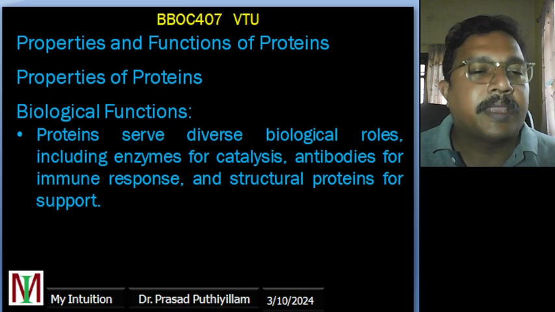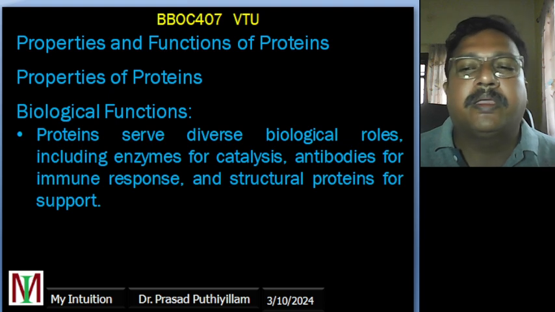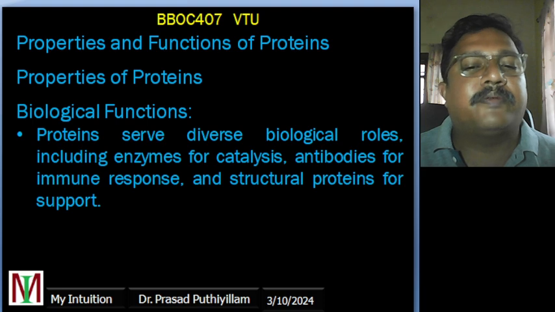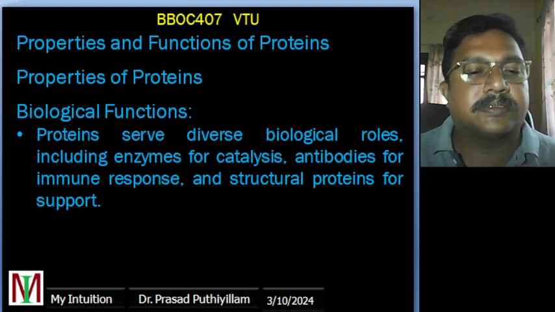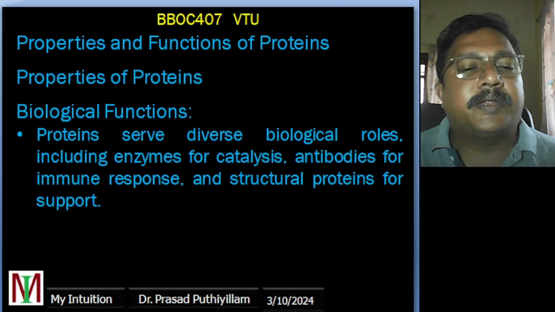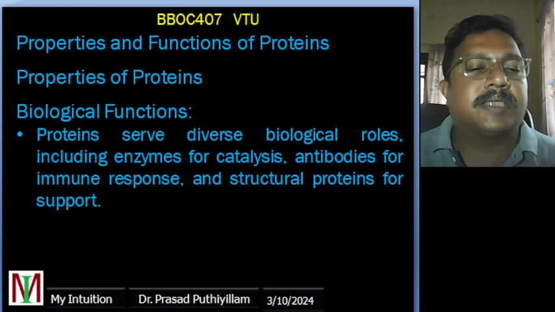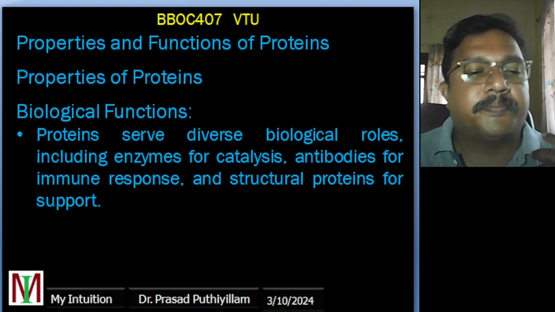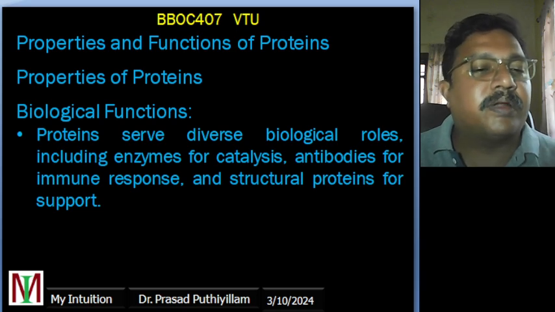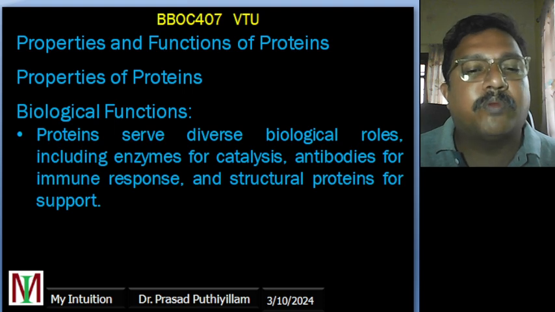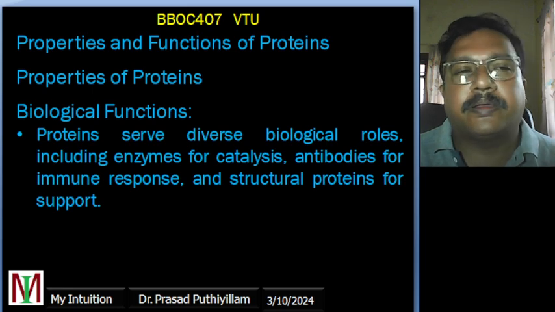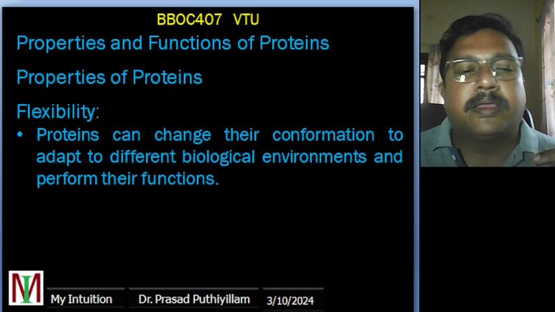Antibodies are another set of proteins, which belong to the immune system. They fight invaders like bacteria and viruses. There are structural proteins which provide support and structure to cells and tissues, like the collagen in our skin and bones. There are transport proteins, which move molecules across the cell membrane for different uses or applications.